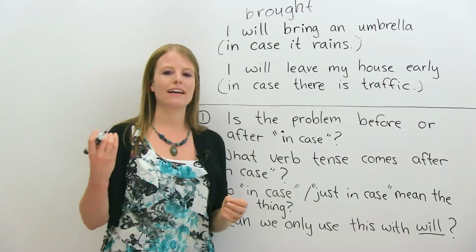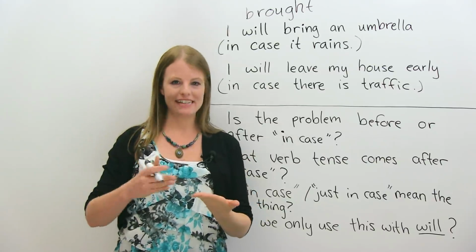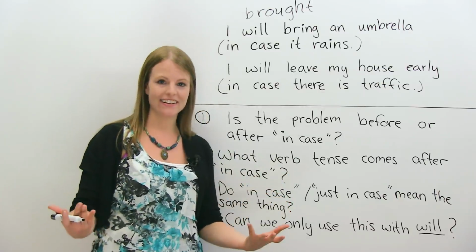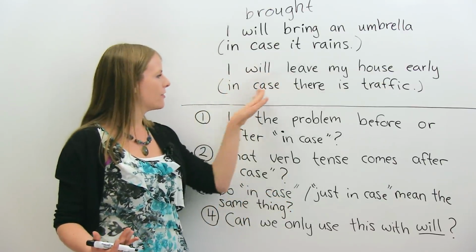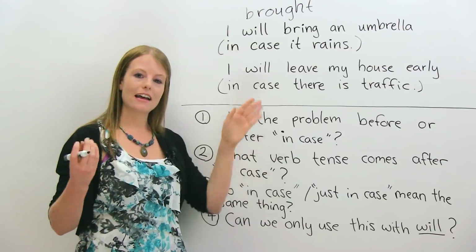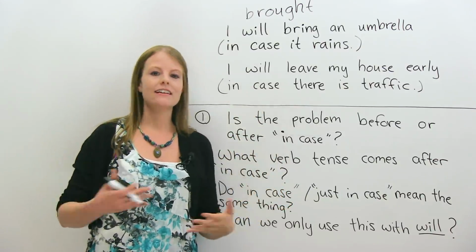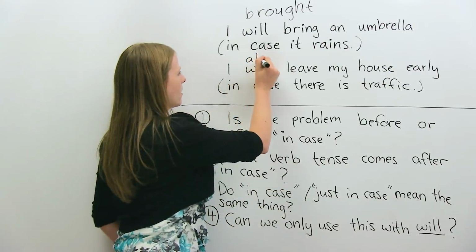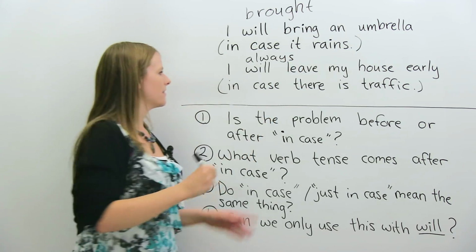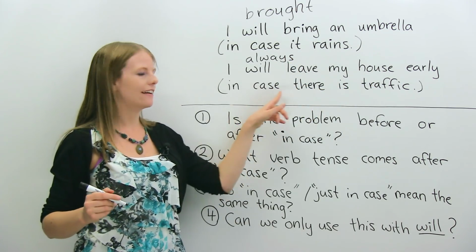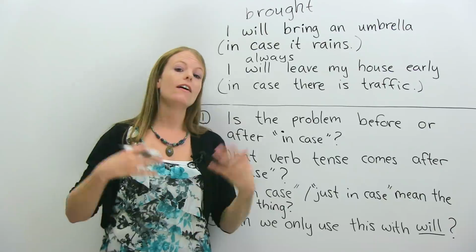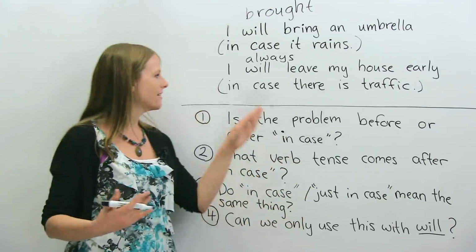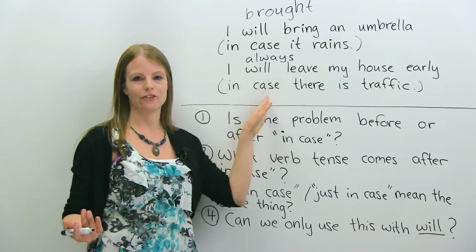Imagine I always leave my house early, every day, okay? I always do it. It's a routine. I will leave my house early in case there's traffic. If it's a routine and it always happens, I can use the present tense here. I can say, I always leave my house early in case there is traffic. Okay? Or if we're talking about something I'll do in the future to prepare, I will leave my house early in case there is traffic.